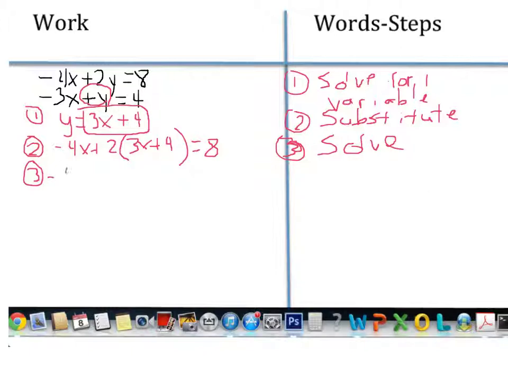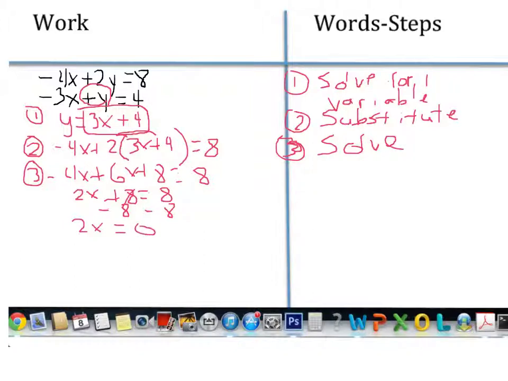And so that's going to be negative 4x plus, distributive property, is going to be 6x plus 8 equals 8. And then we continue solving, so we combine like terms. That's going to be 2x plus 8 equals 8. Subtract 8. And we can already see that if 2x equals 0, x is going to be equal to 0.